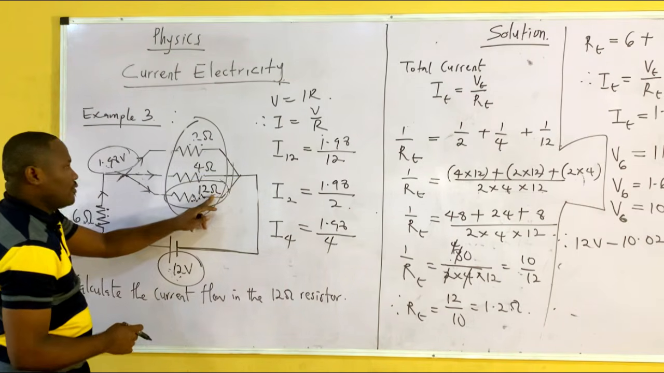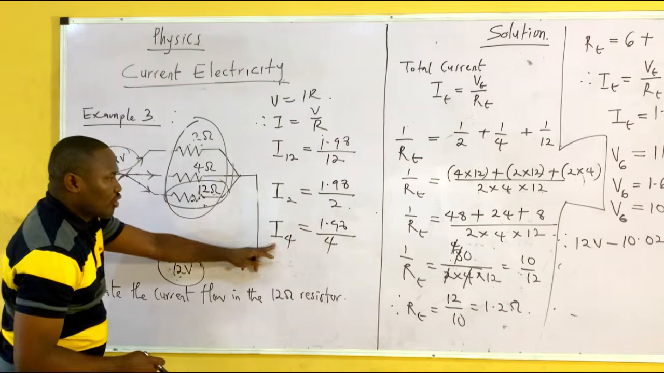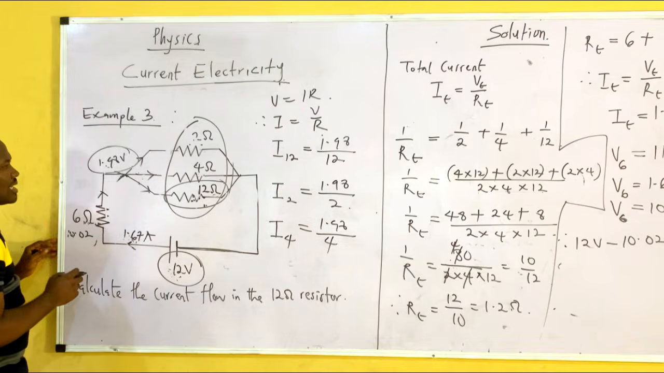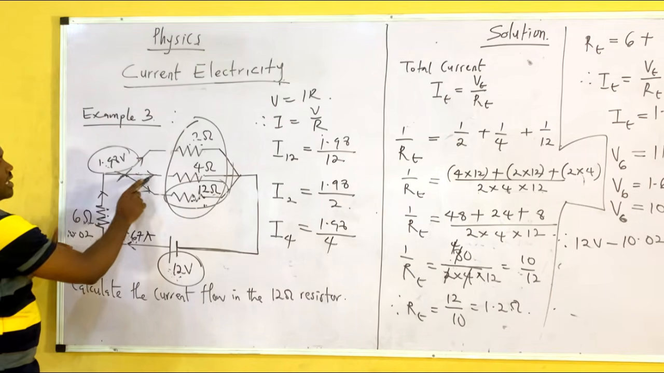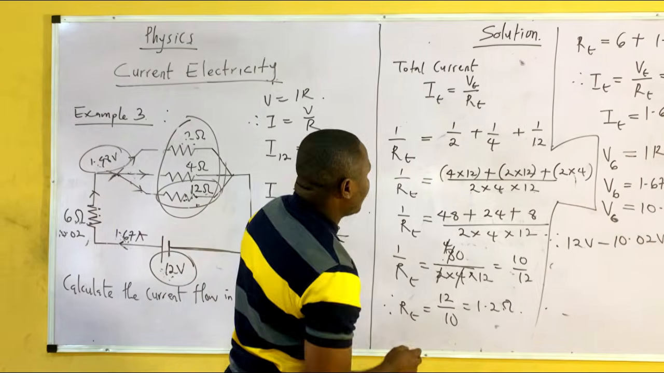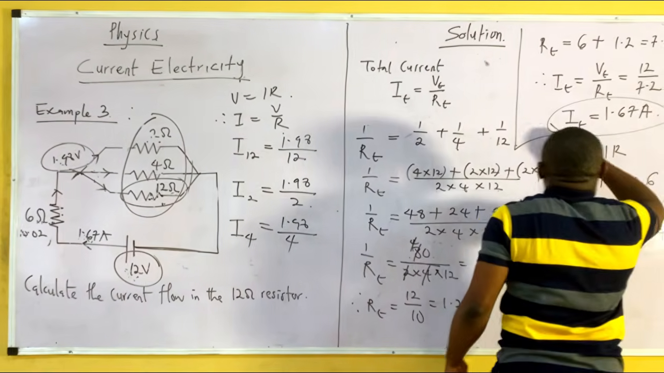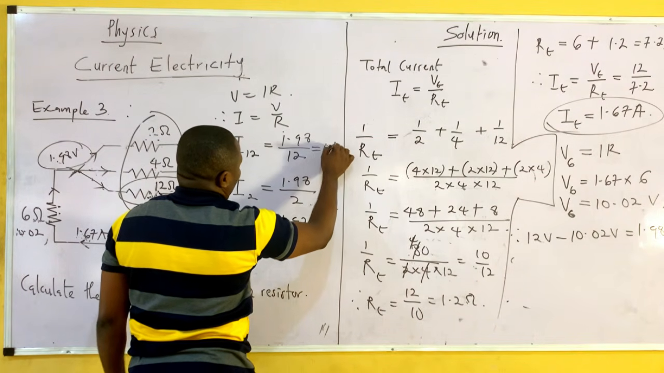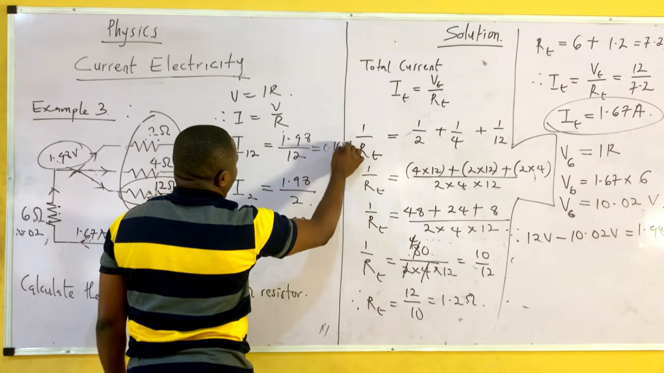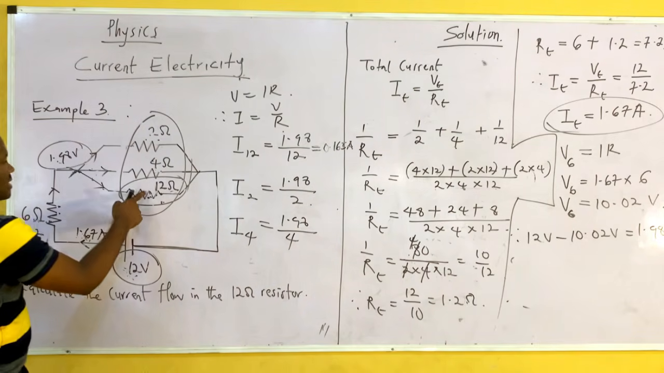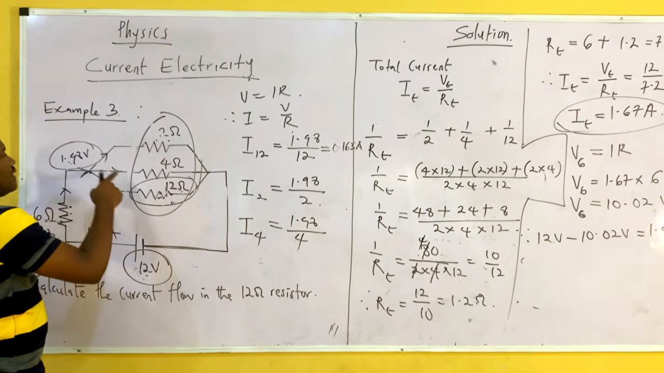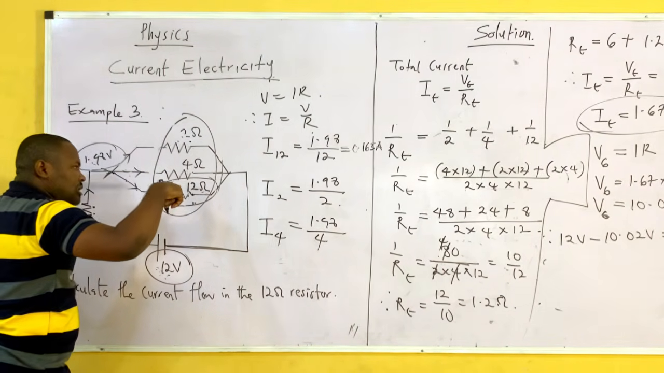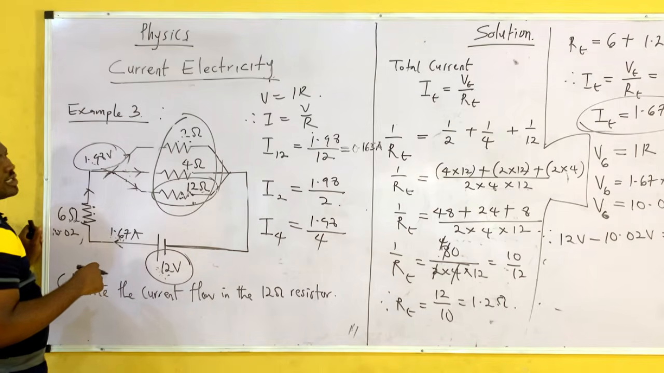Now, look at each of them. The current in 12, the current in 2, the current in 4. Let's see if we add them together, it will give us the total current that was coming here. And remember, what was our total current? Look at the total current. So now let's see. So the answer here is now 0.165 ampere. So the current in this place is gotten by the total voltage that is coming here, over the resistance of the circuit.